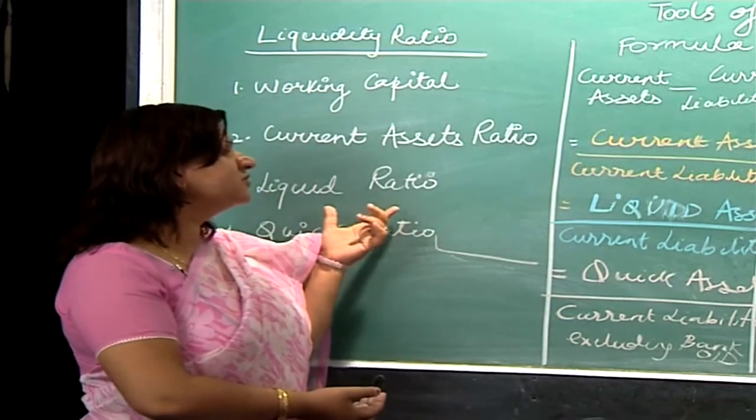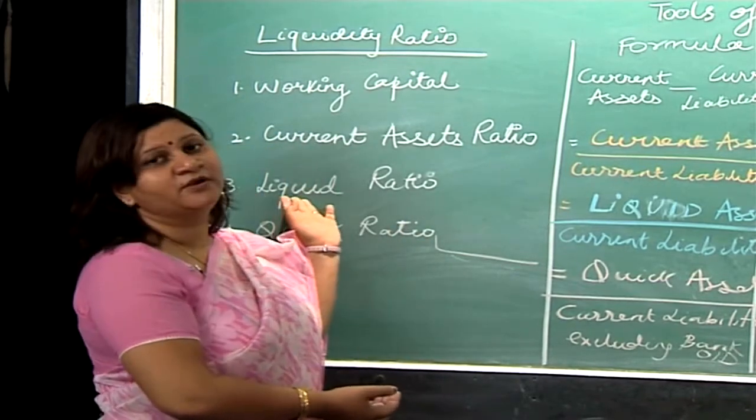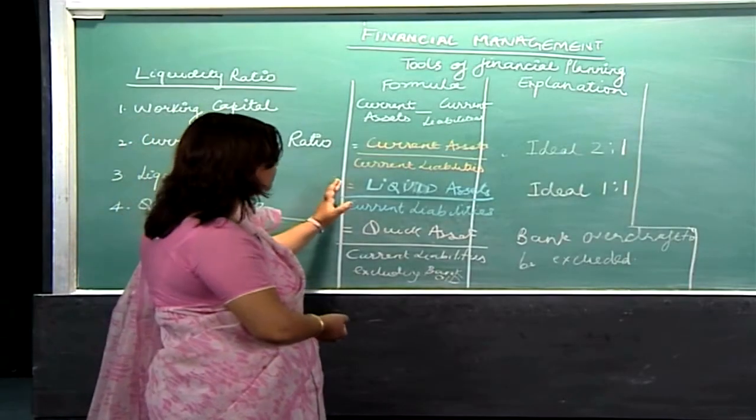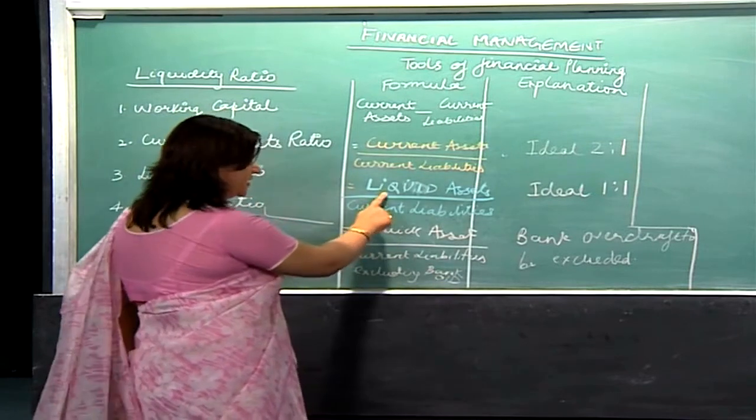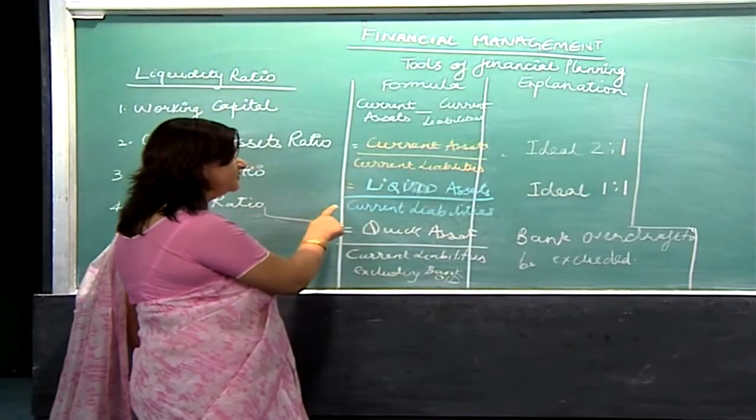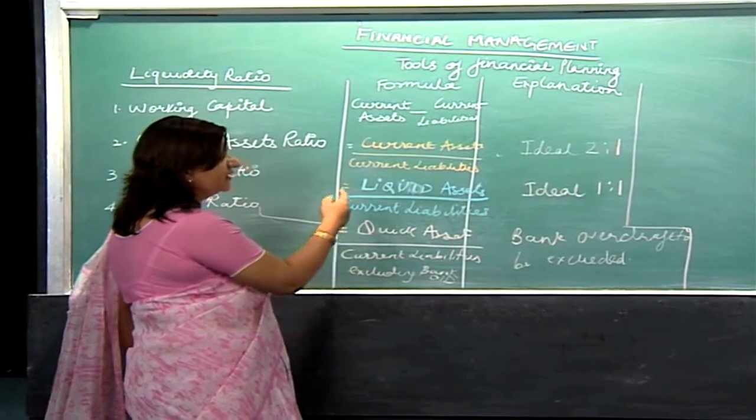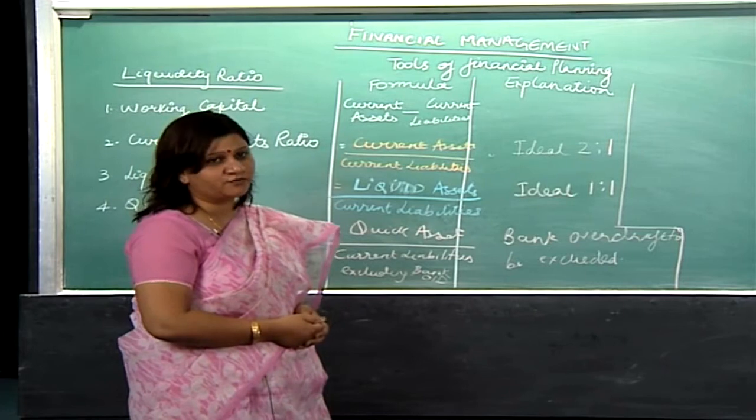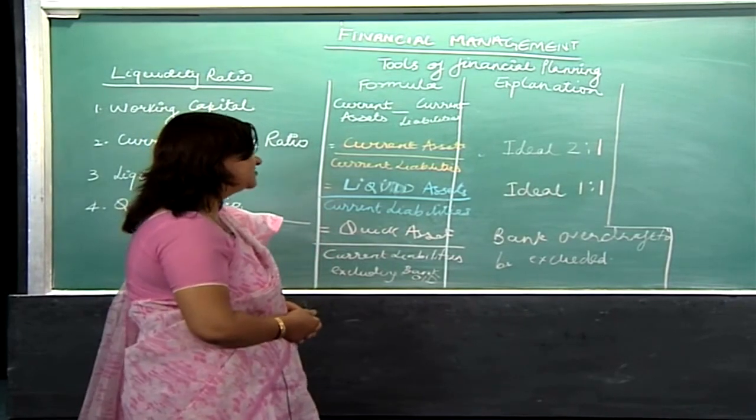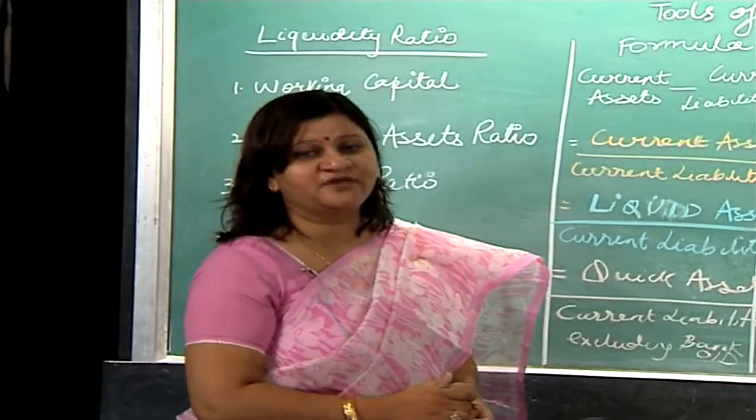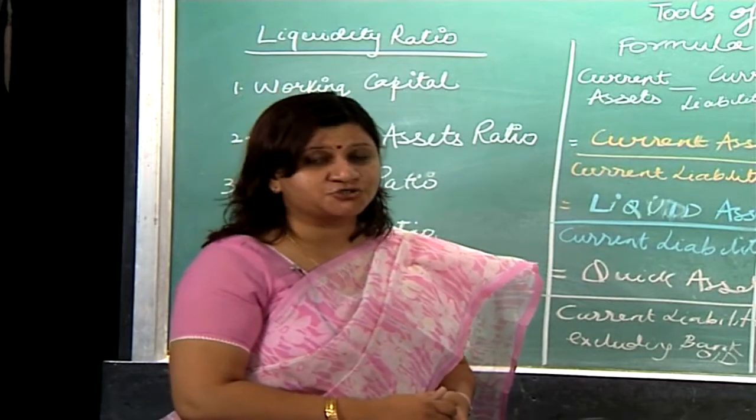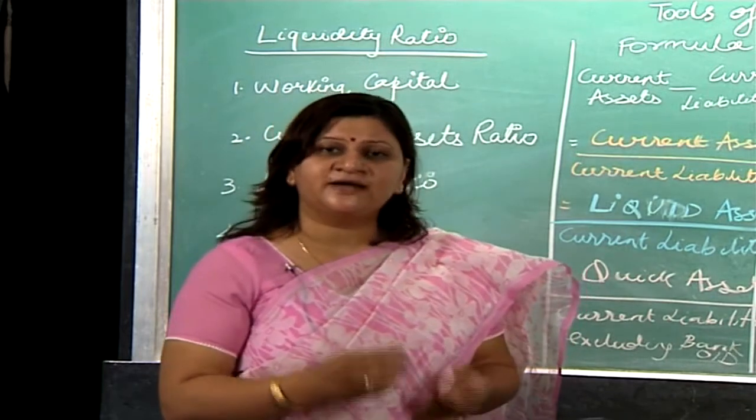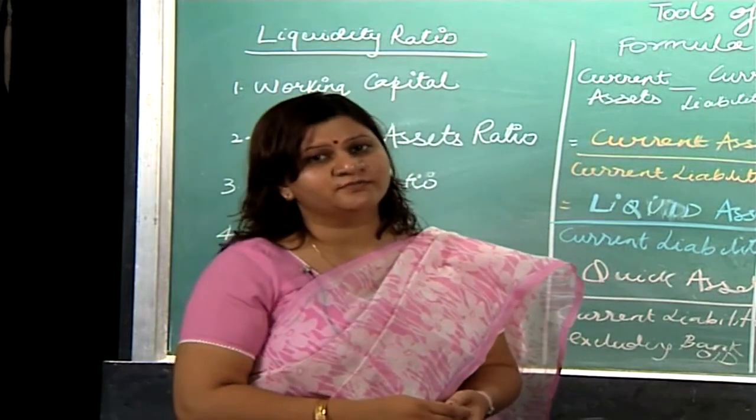Now we shall concentrate on the third important liquidity ratio, which is known as liquid ratio. It is computed using this formula, liquid assets divided by current liabilities, and it should be 1:1 in the standard ideal format. That means the assets and liabilities should be equal when we compute liquid ratio. Now, liquid assets are those assets which are readily convertible into money.